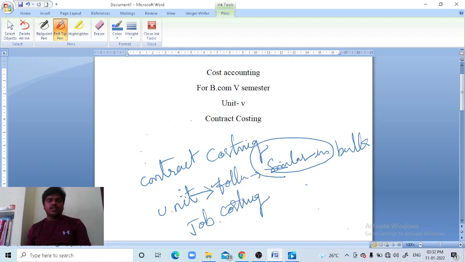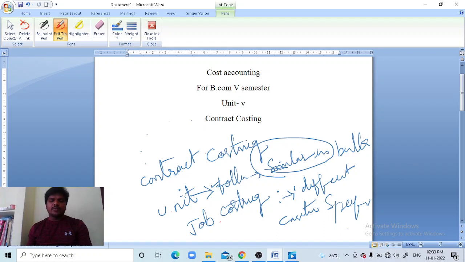The job costing is followed by organizations that produce different products on the specification of customers and special requirements of customers. Some organizations may produce goods this way, and these types of organizations may follow job costing.